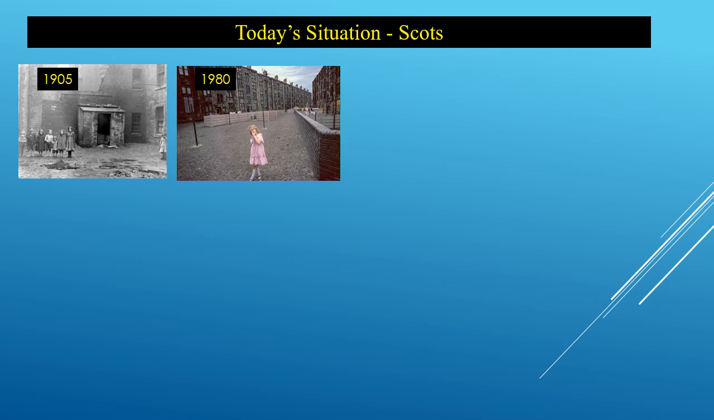During the Industrial Revolution, slums existed in most large towns. These kept a sense of community, kept the language alive, despite the poor conditions.